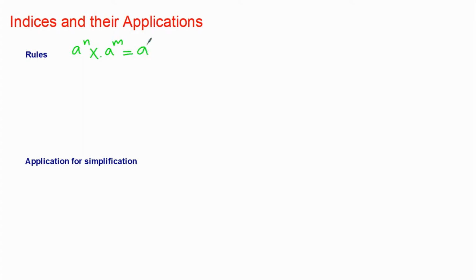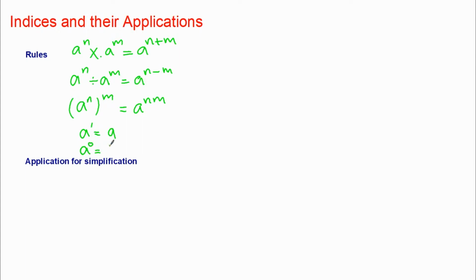That would be a to power of n plus m. a to power of n divided by a to power of m is a to power of n minus m. a to power of n, all of it to power of m, equals a to power of nm. Then a to power of 1 equals a, and a to power of 0 equals 1.